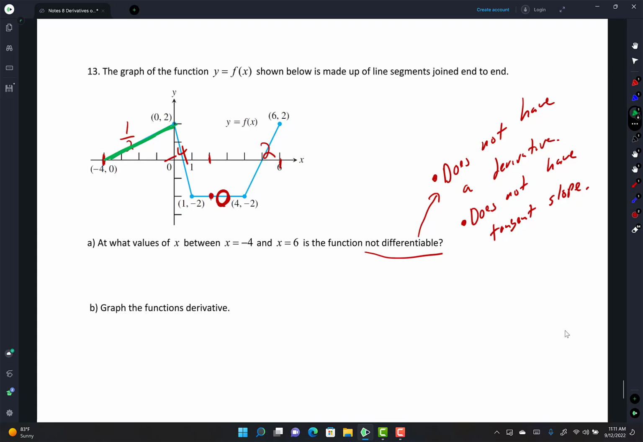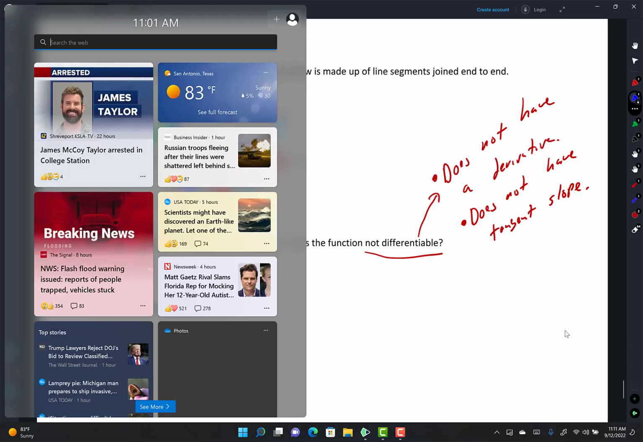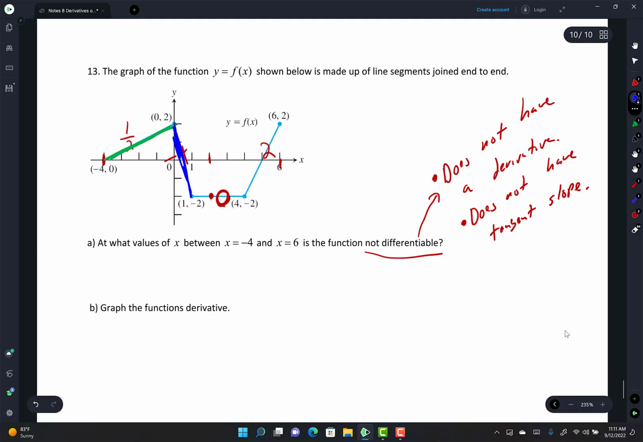Between 0 and 1, I have this other line in blue, and that's a slope of negative 4. So right at x equals 0, you do not have a tangent line, because there are two different values. The slope from the left is a half as I'm approaching 0, and the slope from the right is negative 4.